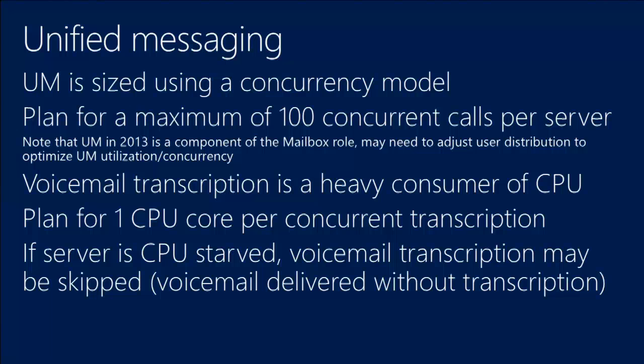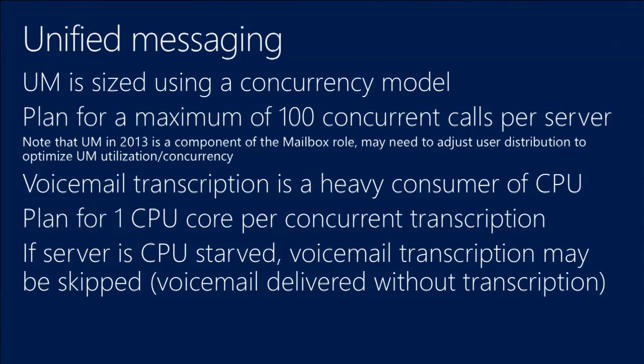The challenge in 2013 is that UM is installed on every mailbox server. And when you think about this concurrency model, what it means is that if you're a heavy user of UM, you now need to consider how your users are going to be spread out across servers to make sure that you don't run into this 100 call limit. You don't want all of your heavy UM users to be clustered on a single server, right? You want them to be spread out as much as possible. It makes the sizing process for UM a little tougher, potentially a lot tougher.